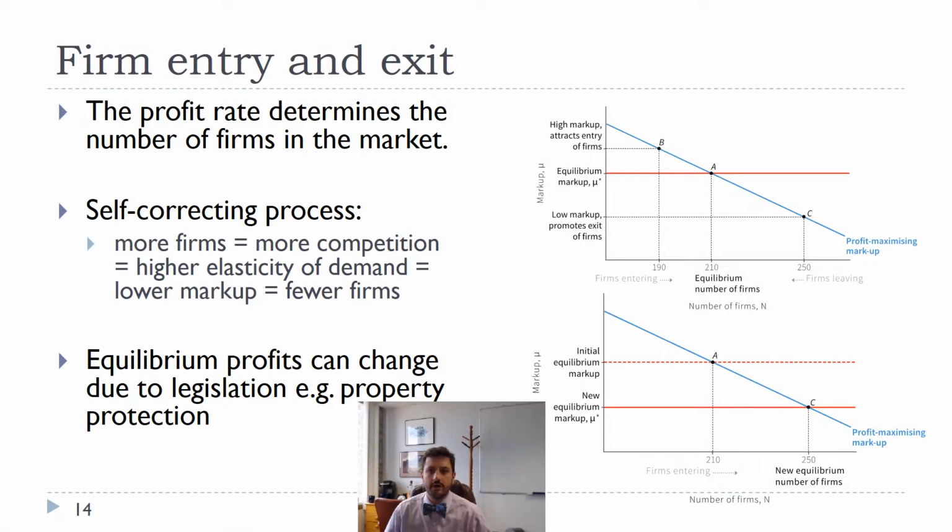In the long run, firms can enter, startups can enter and grow, and old firms can go bankrupt and go out of business and cease to exist. And so one of the things we want to think about now is the role of firm entry and exit in the labor market.